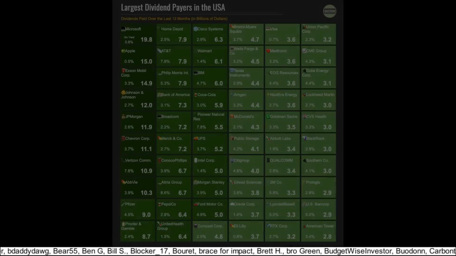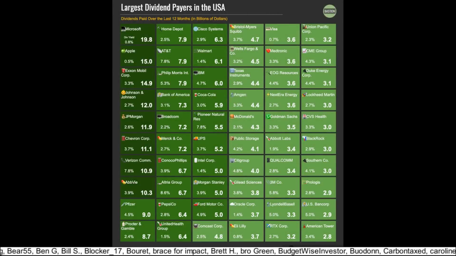First, take a look at this picture I found on X by a user named Vlad Bastion. It's a list of the companies in the US that pay out the most dividends, and what you might be surprised to see is that Microsoft paid out $19.8 billion of dividends in the last 12 months, more than any other company, even with their small 0.8% dividend yield.